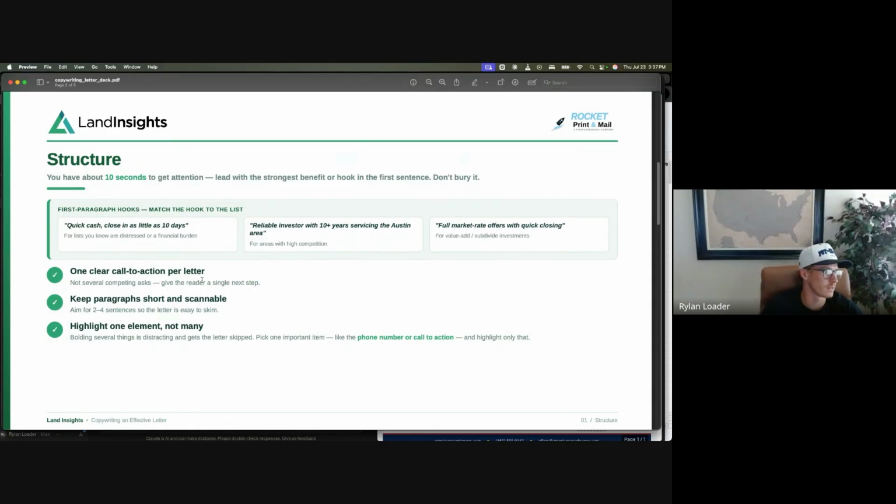You want to have a clear call to action, and your template needs to be very easy to read and quick. You've got to think about every word you put in that letter, because one bad sentence can throw them off and make them not read the rest of it. It needs to be super easy to read, and you've got to highlight only the important things.